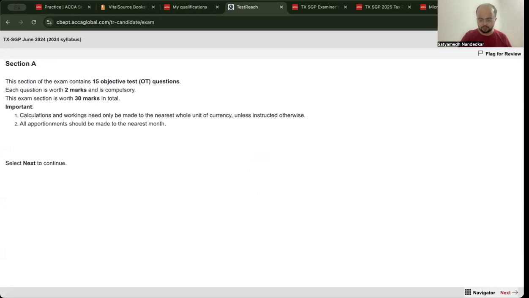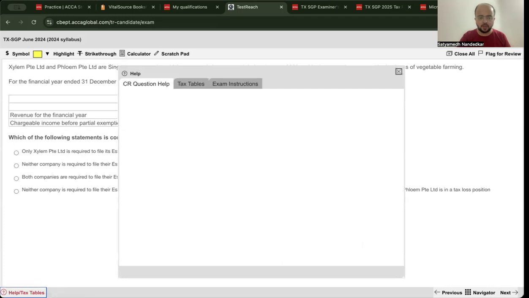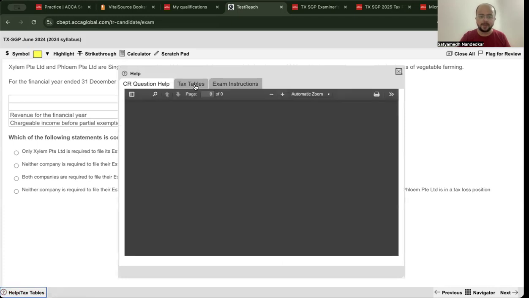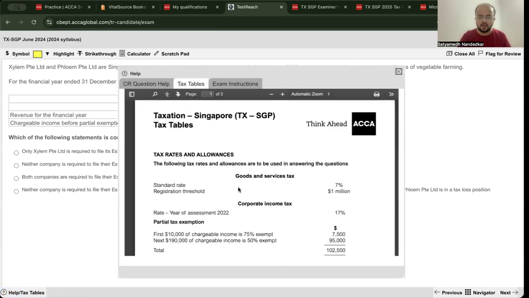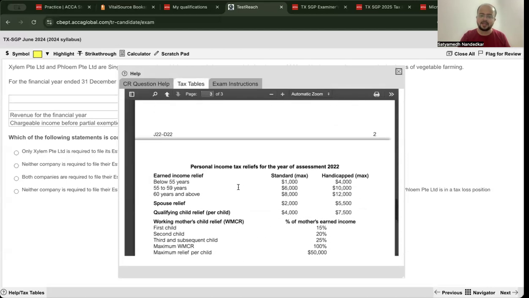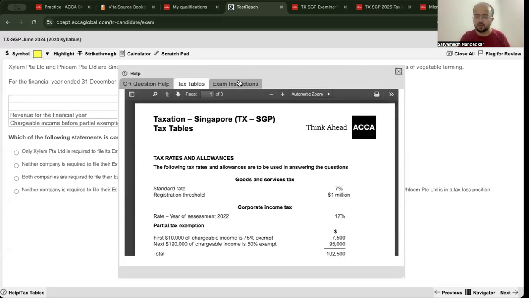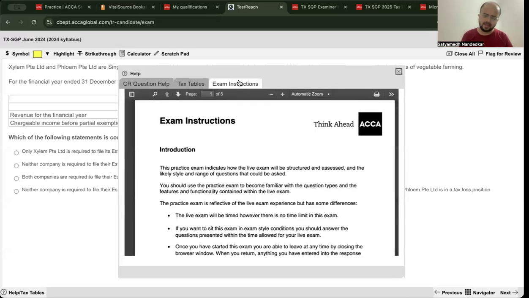Now, if you take a moment to observe, this is your examination window, and you have a very important tool at your disposal, which is the tax tables. These tax tables are just worth 3 pages. They contain all the updated rates that will be given to you in your exam, and you don't necessarily have to remember most of those rates because those are given to you.